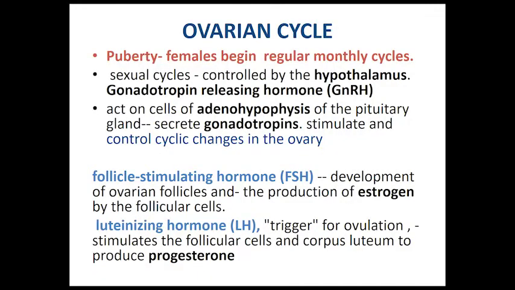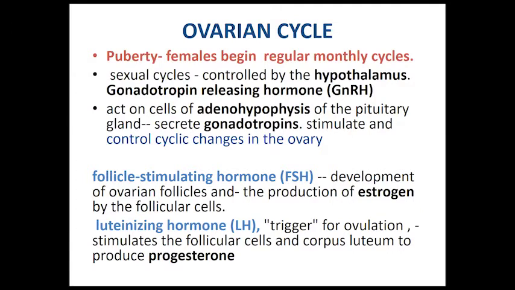Let's take one of them separately. The ovarian cycle starts at puberty, basically beginning the regular monthly cycles, not before puberty, and that is about 13 to 14 years. That cycle may start as early as 12 years. This starts at puberty and is called menarche. That is, the initiation of this menstrual cycle is basically called menarche.